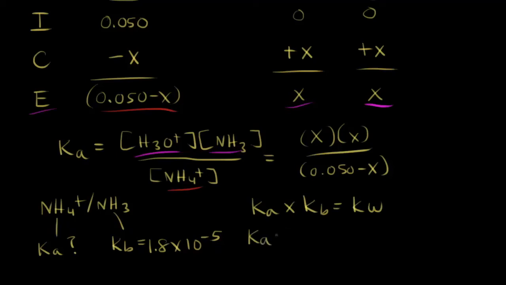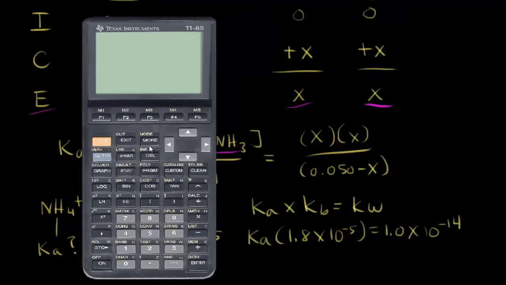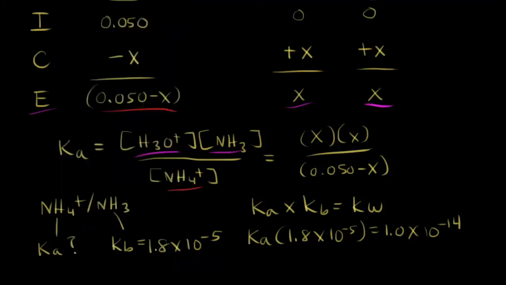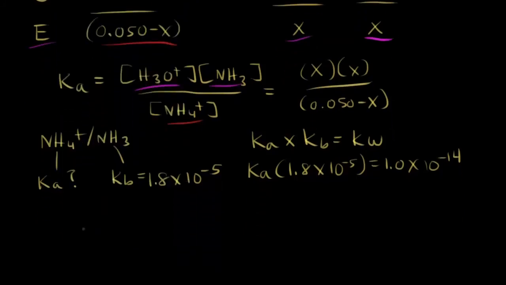So we're trying to find Ka. We know Kb is 1.8 times 10 to the negative 5, and this is equal to 1.0 times 10 to the negative 14. So we can once again find Ka on our calculator. 1.0 times 10 to the negative 14, we divide that by 1.8 times 10 to the negative 5. And so the Ka value is 5.6 times 10 to the negative 10.